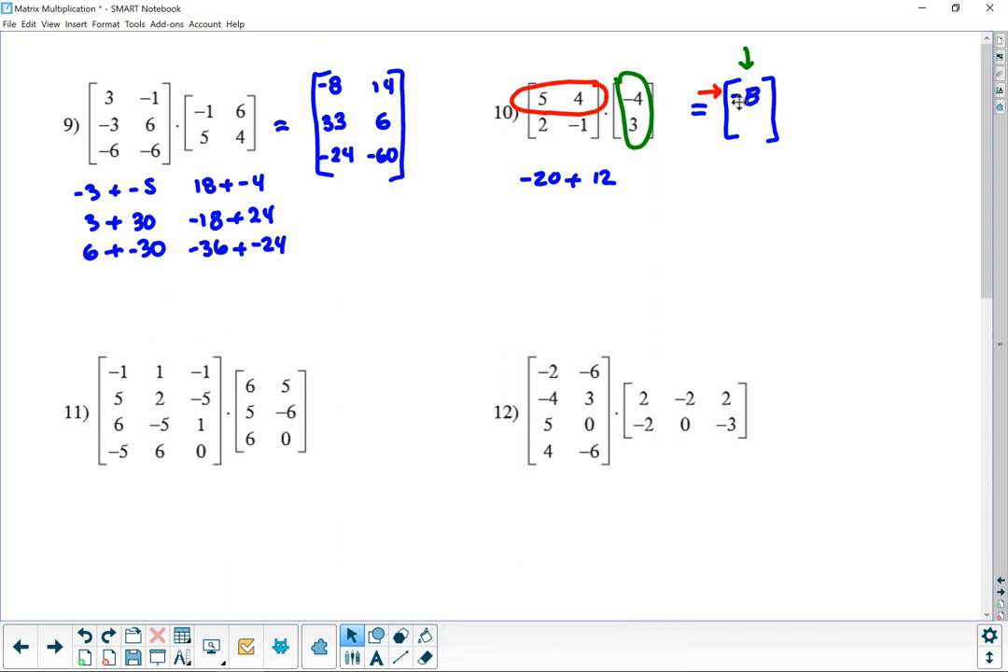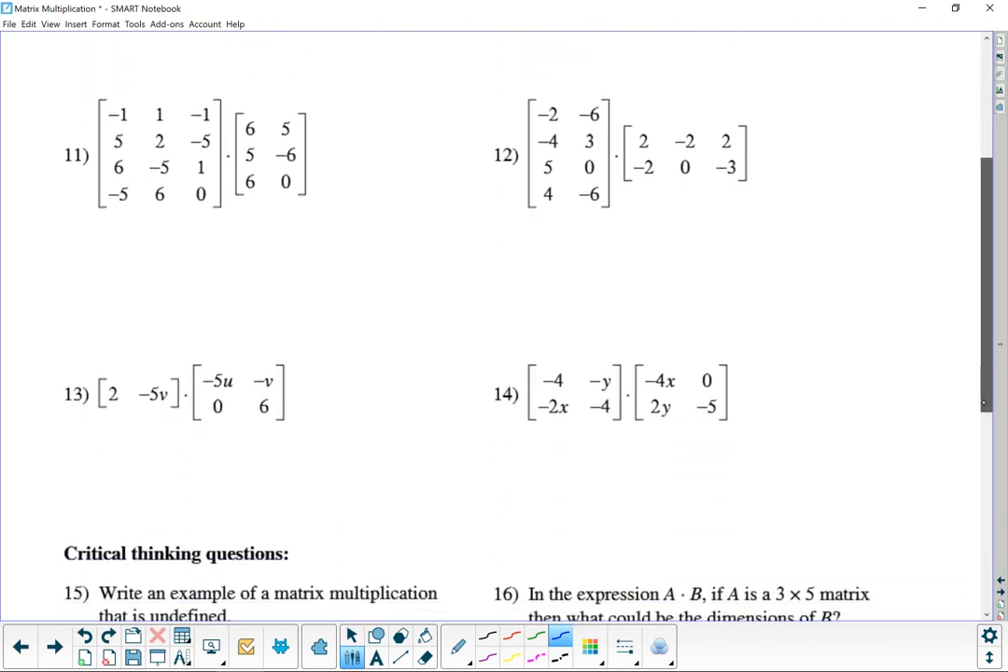Okay, and if I need the next one, which is still the only column, but we have the second row, so we're going to have to go here. And we've got 2 times -4 is -8, plus -1 times 3 is -3. So we get a total of -11. Okay, that's number 10.